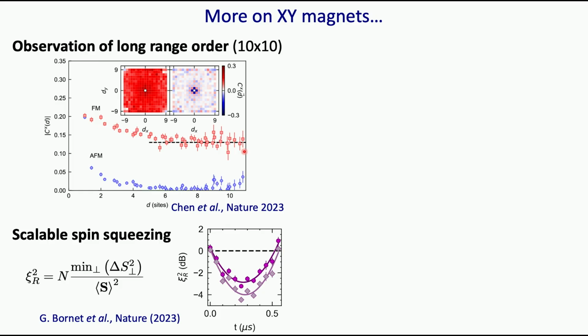One thing that you can push, and I'm not going to say too much about that, is that you can also use this XY interaction as a way to generate spin squeezing. I showed you that indeed you had an evolution of the correlation in the system when you place them out of equilibrium.